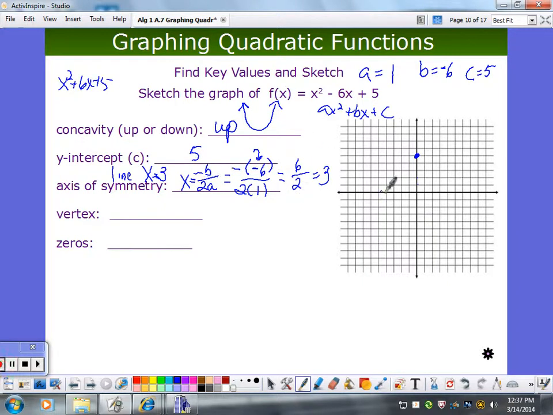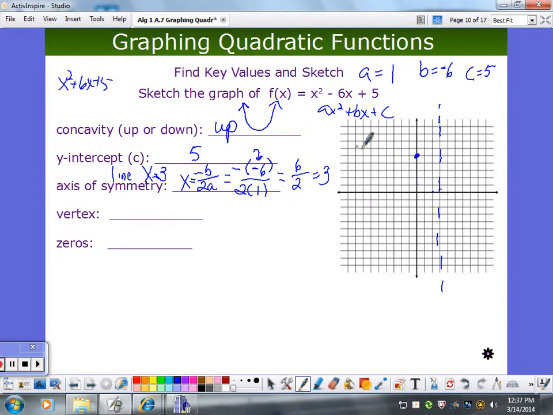What does x equals 3 look like? It's a line, what kind of line? A vertical line that goes through x equals 3. 1, 2, 3. Now I'm using dashes here because it's not part of my graph. It's not part of the function. It's a guideline. It's going to help me do the graphing.